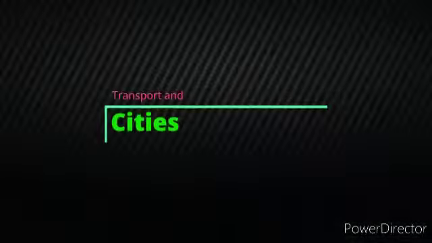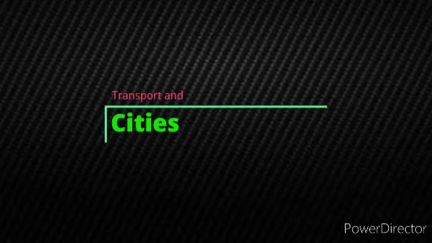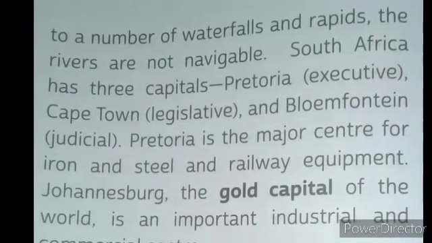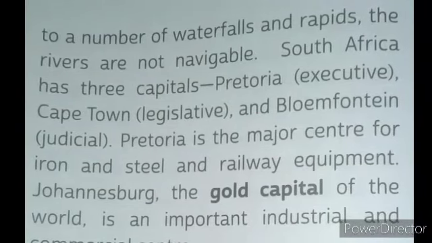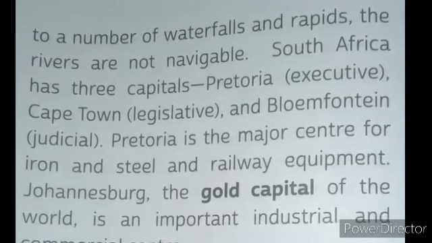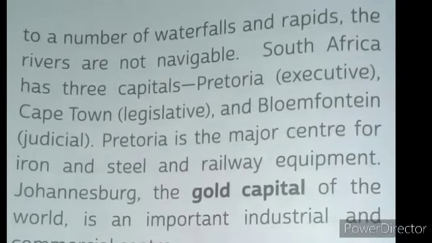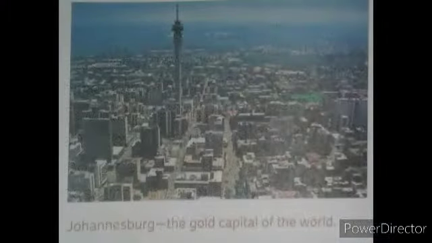And now the last topic of veld is transport and cities. The veld region also has a good network of roads and railways. The major towns have domestic and international airports. The rivers are not navigable due to a number of waterfalls. South Africa has three capitals: Pretoria, Cape Town, and Bloemfontein. Pretoria is a major center for iron and steel and railway equipment. Johannesburg, the gold capital of the world, is an important industrial and commercial center.